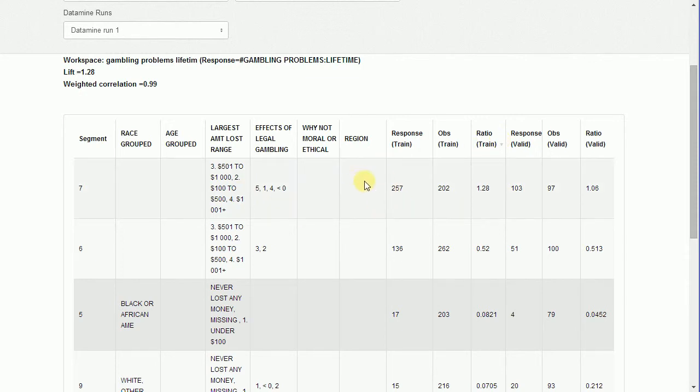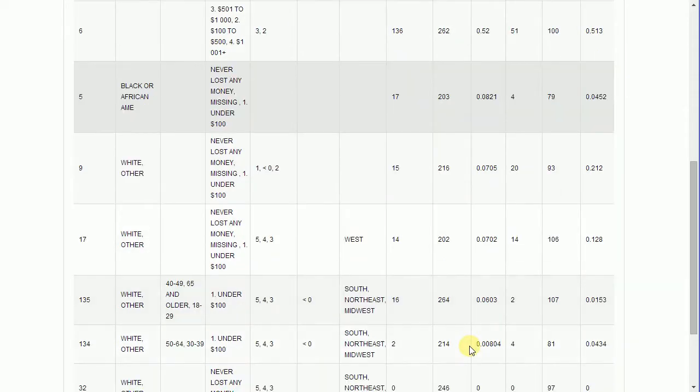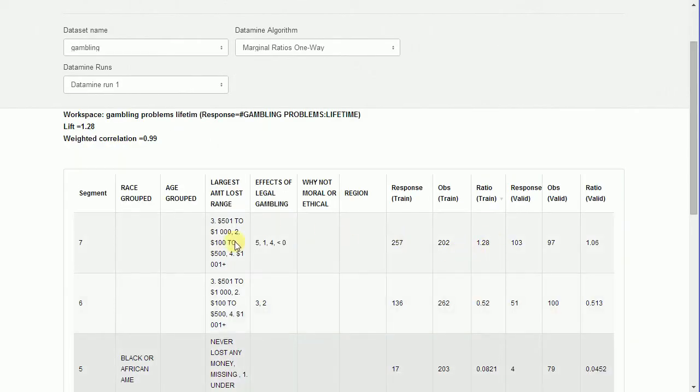So the main conclusion we can draw from this is that the very high gambling scores, i.e. those where the average is actually 1.28 as opposed to all the others where the average is below 1, are those where they had a largest amount lost of greater than $100, i.e. they fall into the 100 to 500 or 500 to 1000 or 1001 plus. So effectively this whole segment is defined as being 100 plus. And where the effect of legal gambling is at the extremes, either 1, 5, 4, or missing.